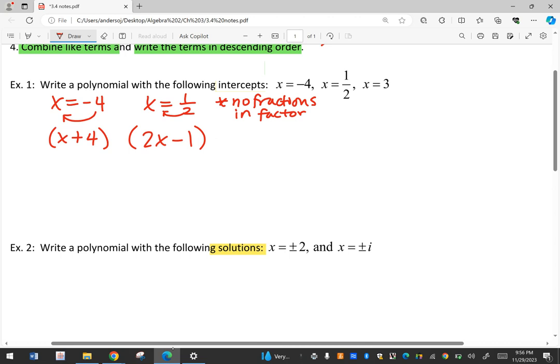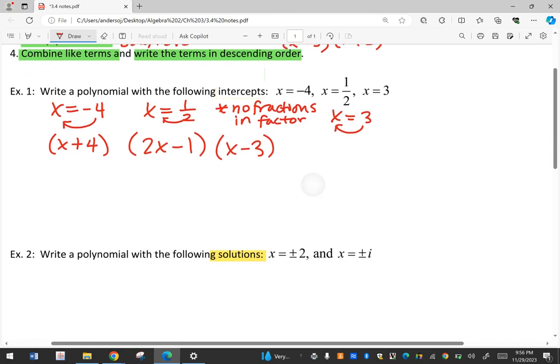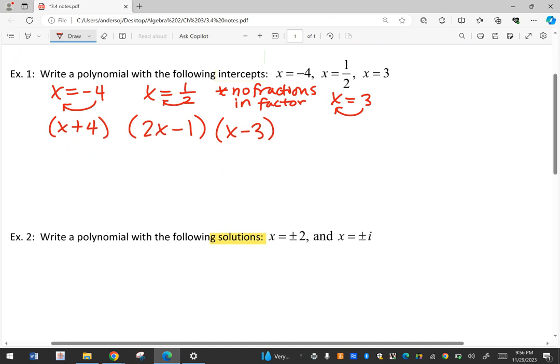And lastly here, I have this x equals 3. Again, if I reverse that, that would give me x minus 3. Again, we're bringing it back across the equal sign. So essentially what it's going to do is change the sign of what that solution is. So what I did there was, again, I converted the zeros into factors. And the next step is going to be multiplying these. What I'm going to go ahead and do is start with multiplying 2 of these together. Now, I really highly recommend that you keep very organized with these.